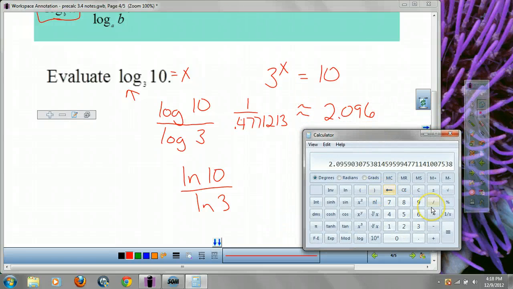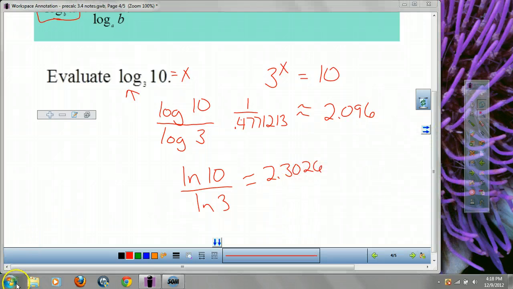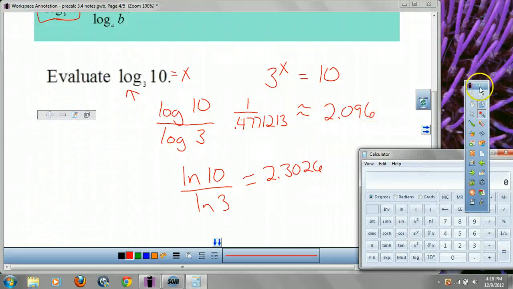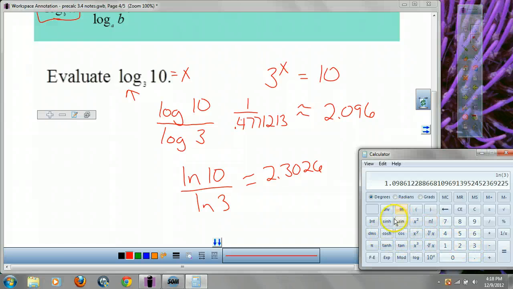Okay. So let's plug this in. Clear. 10. Natural log of that guy is 2.3026. Wrong button. Okay. So now I'm going to put in my 3. Natural log of 3 is 1.0986.